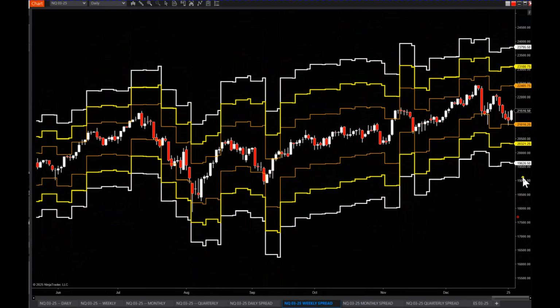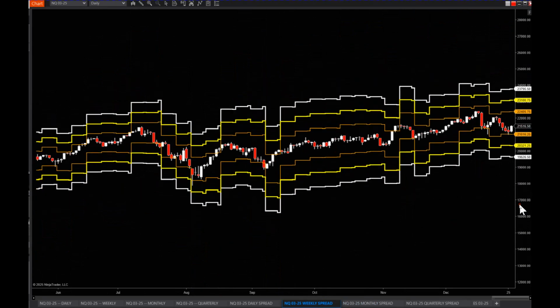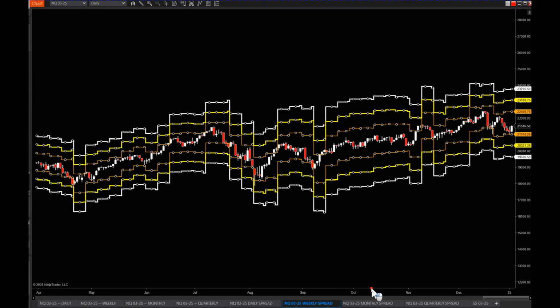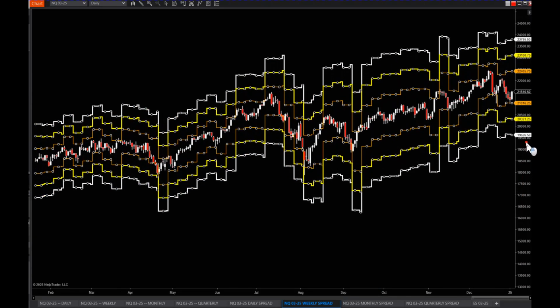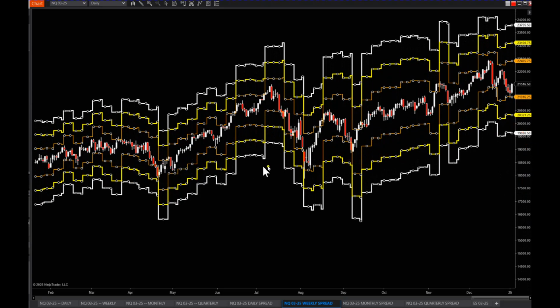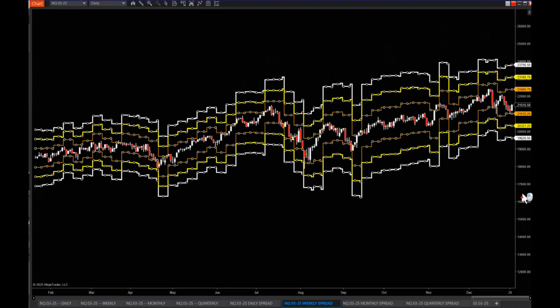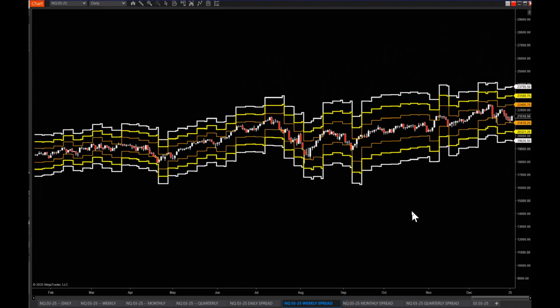Here is a weekly spread, and so you can see that the 2 times range is very rarely hit. Very rarely. In fact, it went right down to it here but didn't touch it. You could probably have a pretty good living selling the weekly two, you know, or swing trading it.